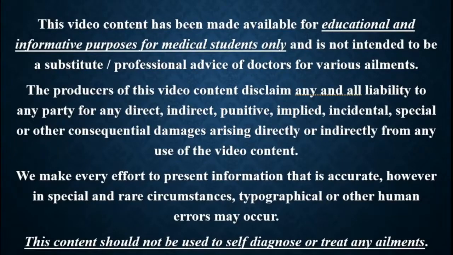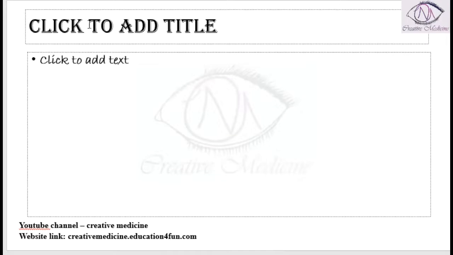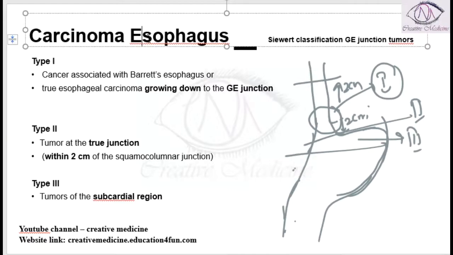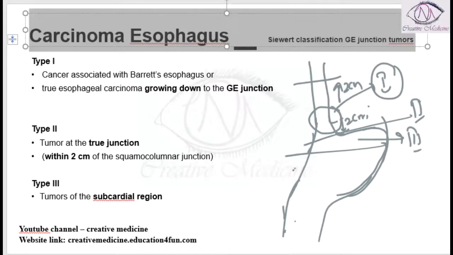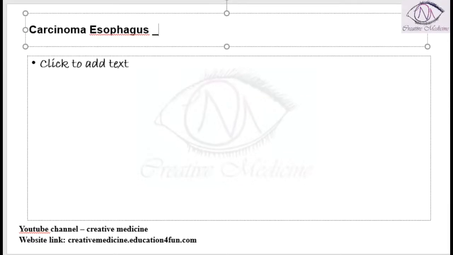In this lecture, we will learn about, in carcinoma esophagus, what are the features of malignant lymph nodes on endoscopic ultrasonography. How can you diagnose the malignant lymph nodes on endoscopic ultrasonography?